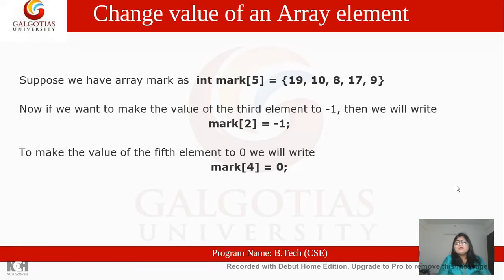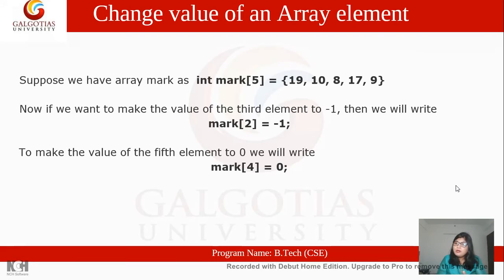Likewise, suppose we wish to change the fifth element to 0. Now when I say fifth element, that means the index value will be 5 minus 1, that is 4. Again, if I write the statement like mark in the square braces 4, this square braces 4 is representing which particular element we are talking about. That means the index location where we want to make changes.